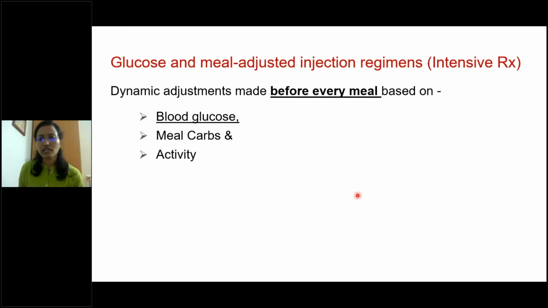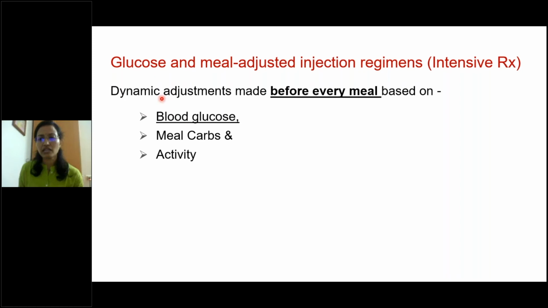This is what we typically use in all our children. We usually do the glucose adjusted insulin regime in very well motivated parents who can understand things very quickly. We try to do the meal adjusted regime also, but the glucose adjusted regime is universal in every single child that we see after DKA.